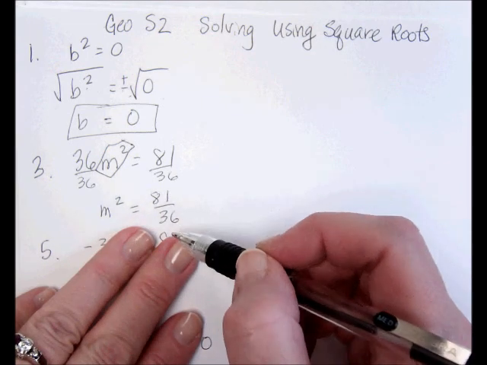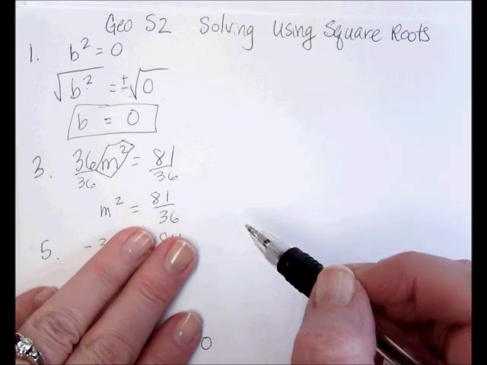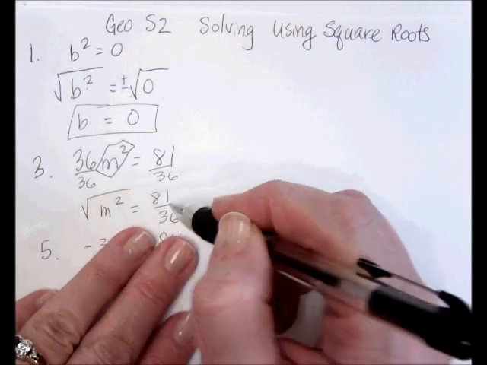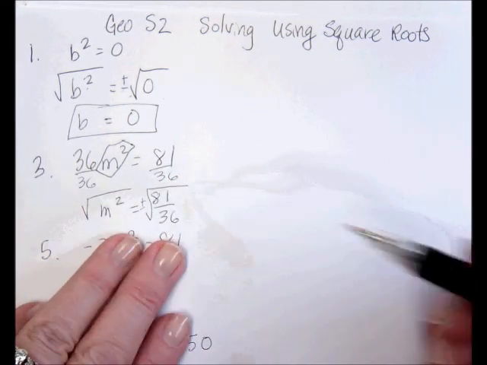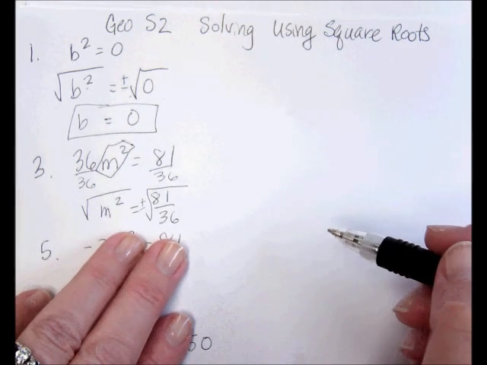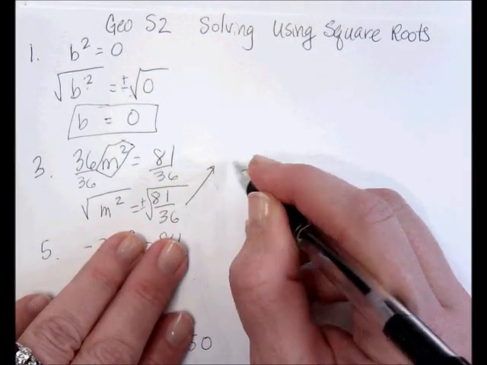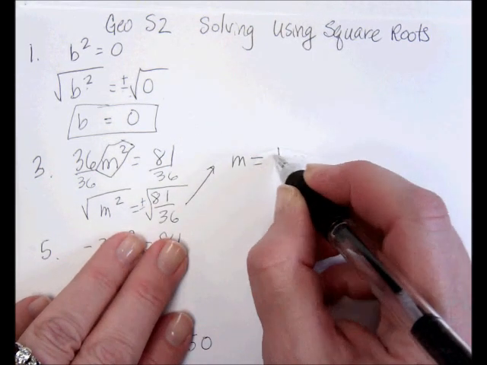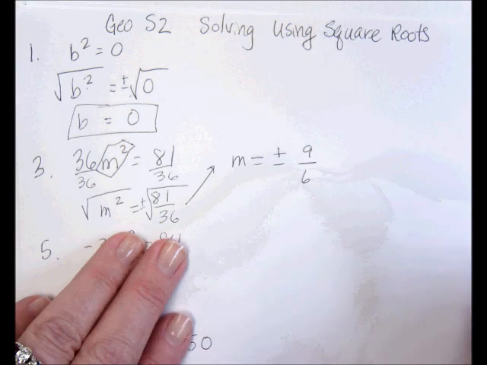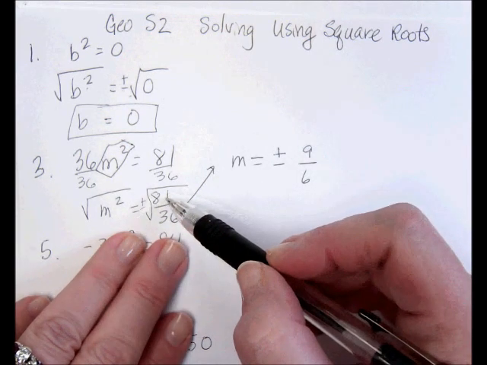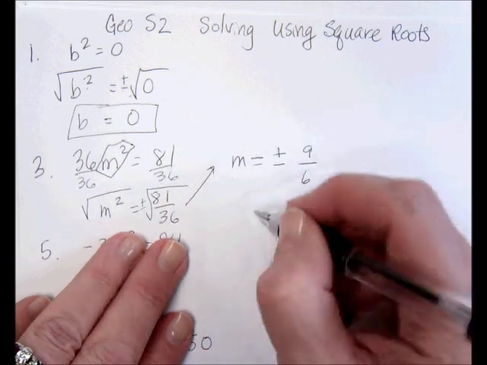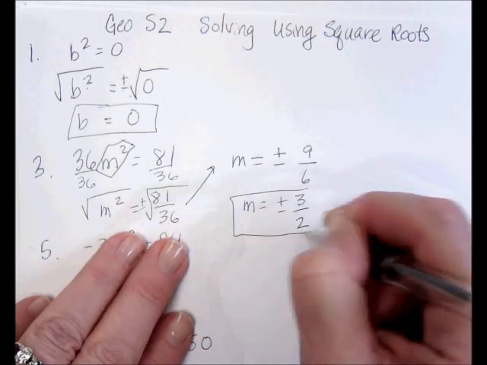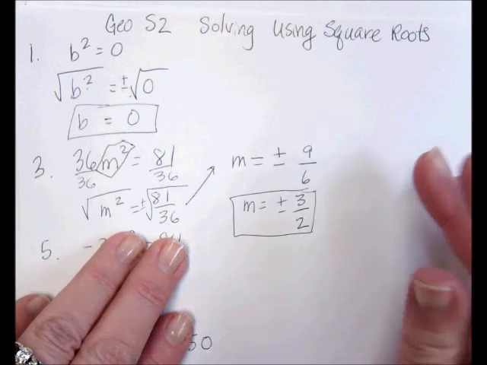And the reason I want to do that is because 81 is a perfect square and 36 is a perfect square. So to undo the m squared, I take the square root of it. And if I take the square root of that, I need to also take the square root of the other side. So going up here, I now have m, because the square root of m squared is m. And then I have positive or negative 9 over 6, because the square root of 81 is 9 and the square root of 36 is 6. And so it's m is equal to plus or minus the square root of 3/2. So that is my final answer.